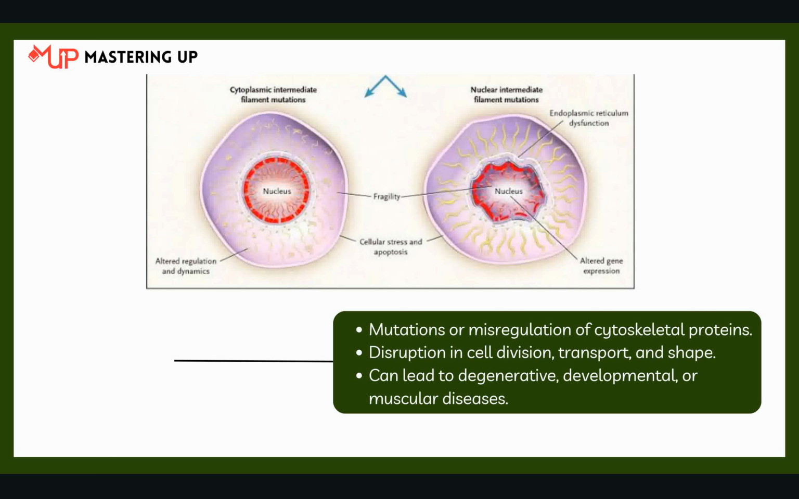Additionally, during cell division, cytoskeletal abnormalities can lead to improper chromosomal separation or incomplete cytokinesis. So these problems at the microscopic level manifest as major health conditions, including muscle wasting diseases, developmental delays, and neurodegeneration. In essence, when the cytoskeleton fails, the cell cannot maintain its structure or perform its vital tasks.